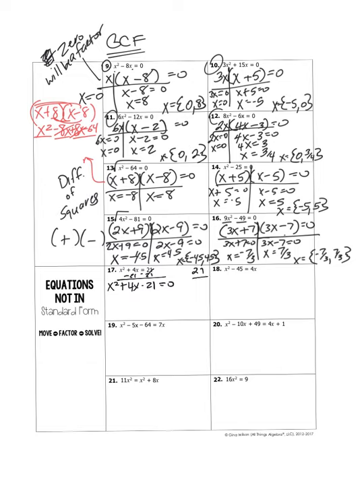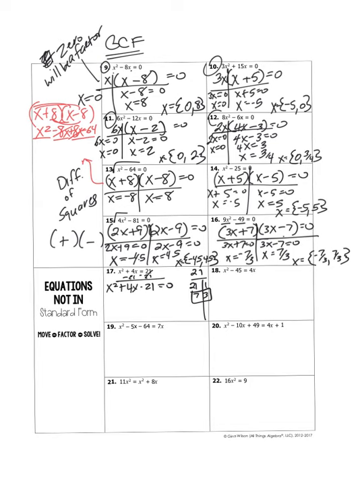Now we need factors of 21 that add up to equal 4: 7 and 3. And since we need 21 to be negative and 4 to be positive, I'm going to do x plus 7, x minus 3. Set each one equal to 0. And subtract 7 on this side, x equals negative 7. Add 3, x equals 3. So x equals -7, comma 3.